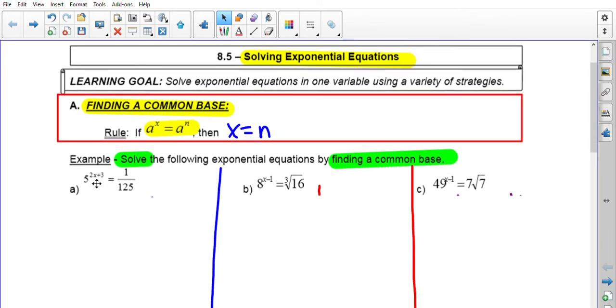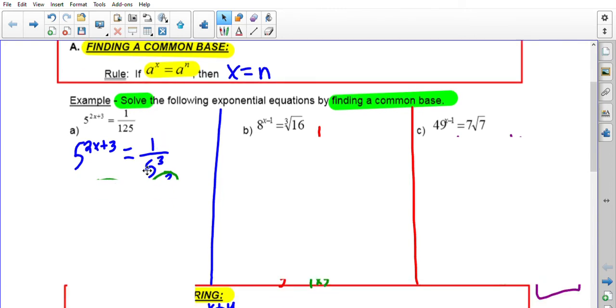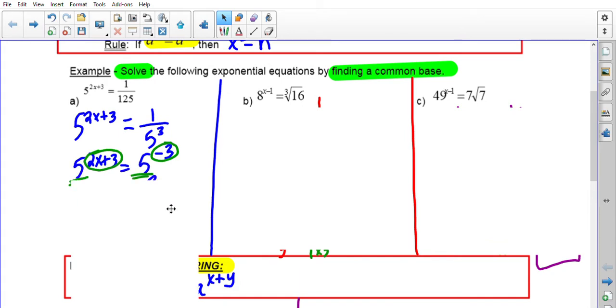So we have 5 to the 2x plus 3 equals 1 over 125. So we've got a base of 5 here, so that means we want to rewrite this side as a power with a base of 5. So immediately we know that we can write 125 as 5 cubed. So that means this is going to be 1 over 5 cubed. Again, we need the powers to be on the same level. In order to bring this power up to the top, that means the exponent will have to change signs. So it's going to become negative 3. So we get 5 to the 2x plus 3 equals 5 to the negative 3.